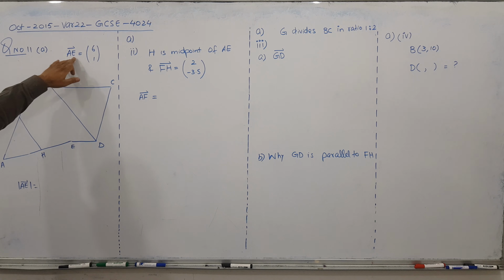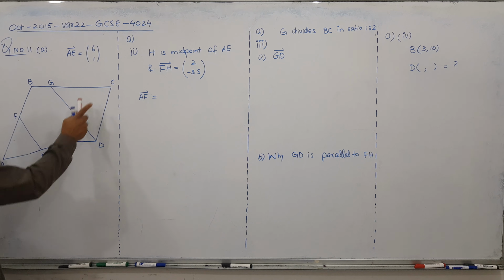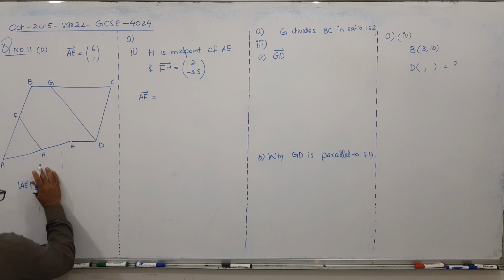So we are given AE, starting from A and ending at E, as (6, 1). So this is 6 along the x-axis and 1 along the y-axis. It's clear. So we need to find the modulus or magnitude of AE.